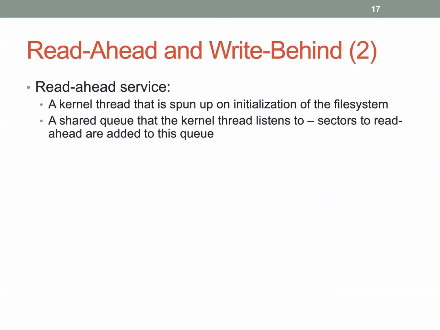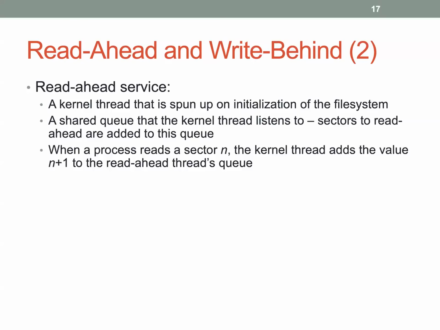Okay, read ahead. So a kernel thread is spun up. What you can do is have a queue. You could have a circular buffer. You could have a linked list. You could do it in a couple different ways, but just have a queue that other threads can put sector numbers onto the back of. And this kernel thread just checks the queue. And if there's something in it, it pulls the sector number off and does a read on that sector number. And that's all it does, because that'll automatically load the cache.